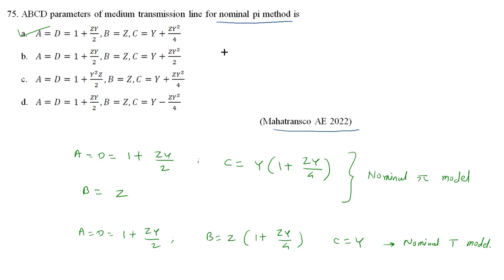I have also uploaded a video on derivation of ABCD parameters using different methods: short transmission, end condenser, nominal T and nominal pi. You can check out those videos.